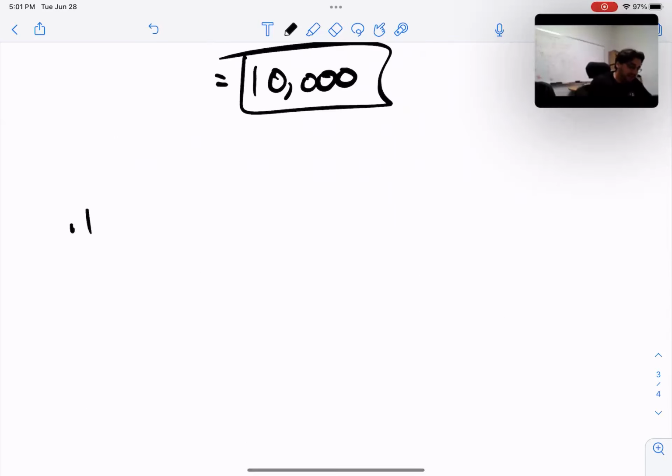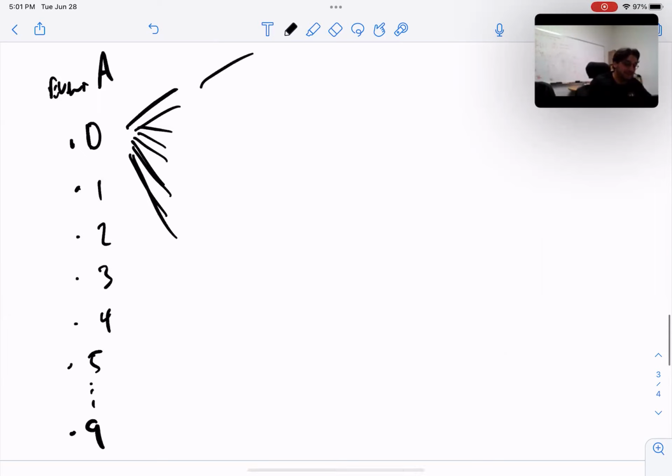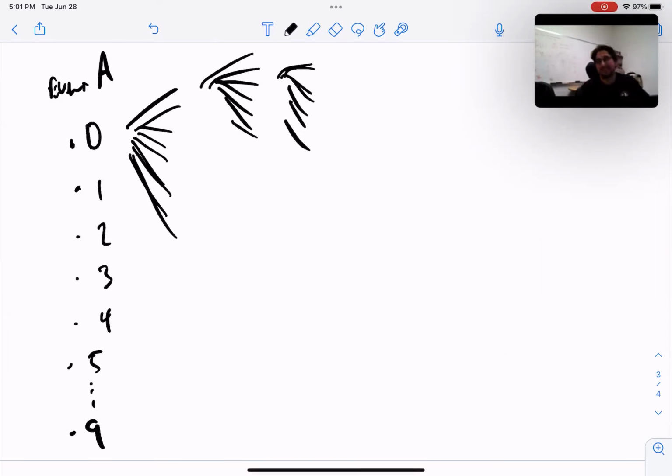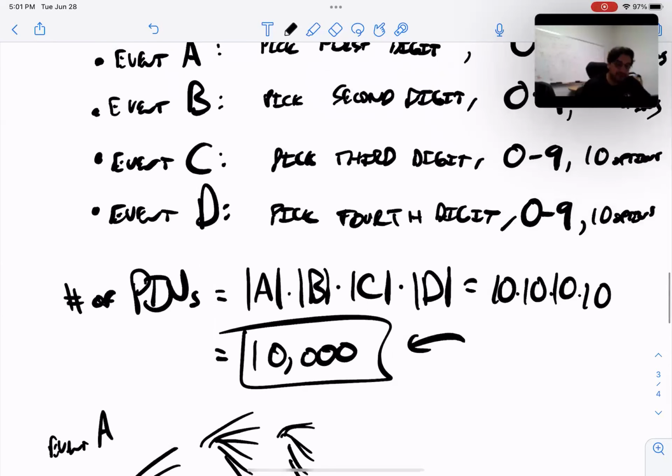Event A would look like 0, 1, 2, 3, 4, 5 up to 9. But then for each of these, now you've got to do event B, 0, 1, 2, 3, 4, 5, 6, 7, 8, 9. And then for each of those, you have to do event C. And then for each of those, you have to do event D. So you're not going to draw out the table for this. But the cool thing is we can still get the number. Even without drawing the table, we can still get how many.